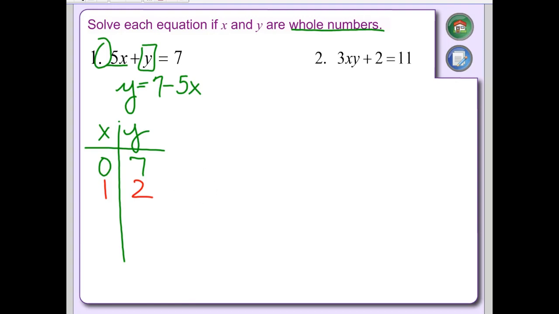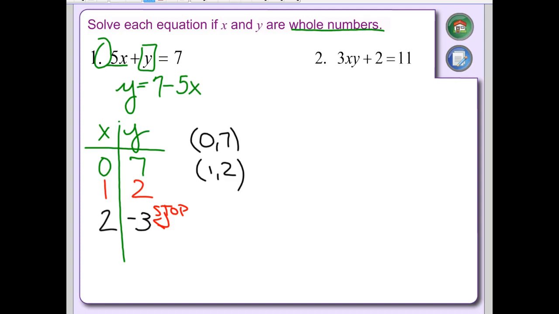Okay, let's plug in 2. If we plug in 2, we're going to get 7 minus 10. Well, what's 7 minus 10? Ooh, that's negative 3. Is negative 3 a whole number solution? No. So since we got a negative number, we can stop when we get that negative number. And so that means I have 2 solutions. We've got 0, 7 as my first whole number solution, and 1, 2. Okay, so the first time we stopped because we got 0. Second time we stopped because we got a negative number.